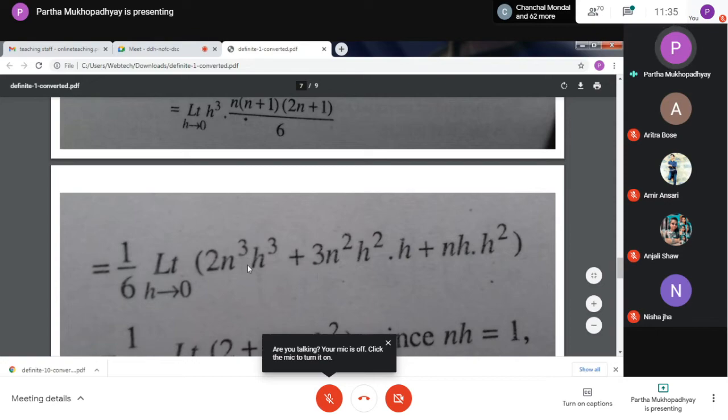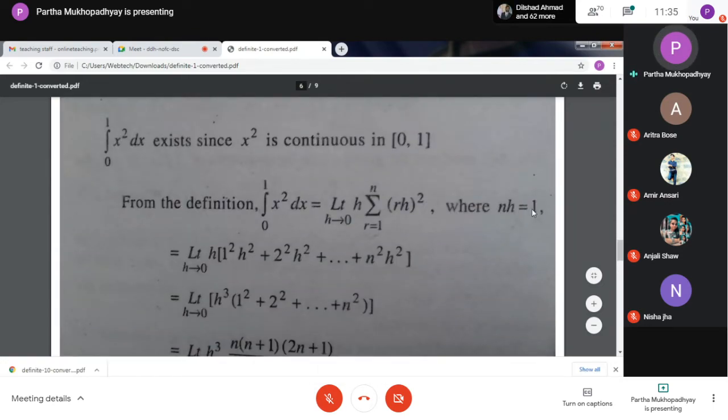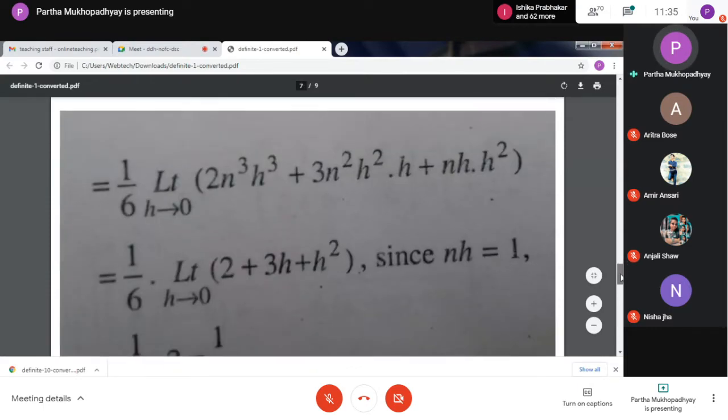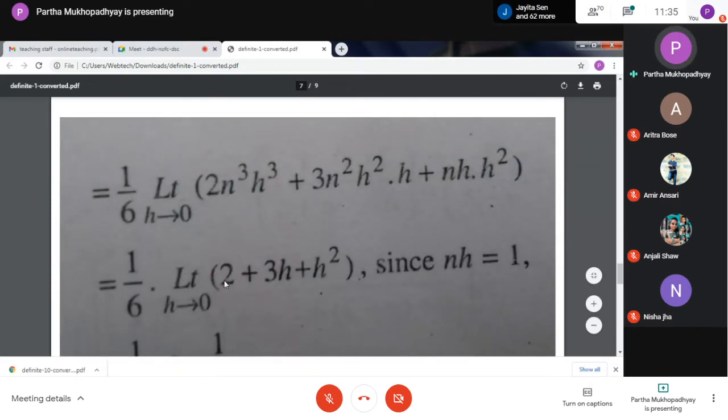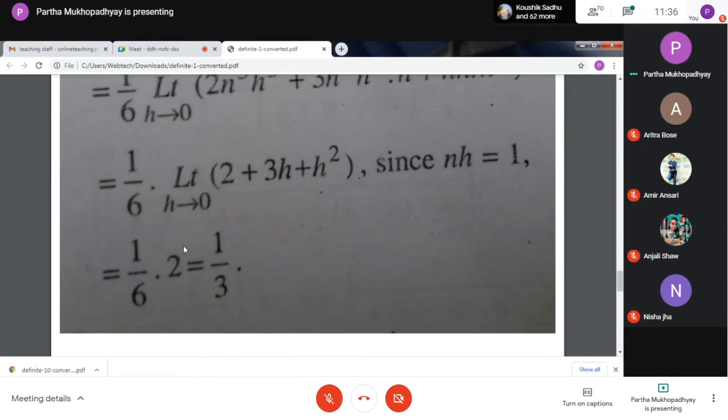So why have we written this one? So that we can use this result, n h is equal to b minus a. So what is b minus a? That is 1, n h equal to 1, okay? So n h is equal to 1, we can use that. Here will be 1, so 2 into 1, 2. Here 3 into n square h square, that will be 3 into 1 into h, 3h. And that will be again 1, so h square. Now if you put h tending to 0, these will be all 0. So 2 and 1 by 6 outside, that will be 1 third. Okay. So the final result is 1 third.